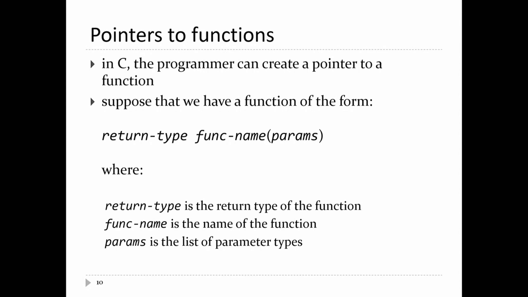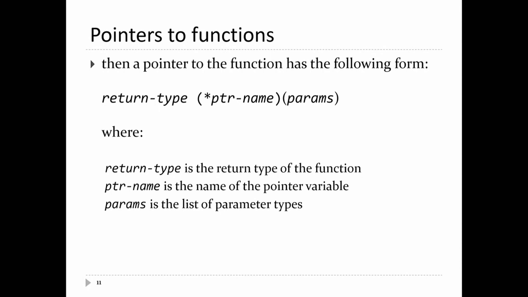So the solution in C is to create what's called a pointer to a function. Every function has a type in C. In general, a function has a return type, a name, and then a comma-separated list of parameters. So: return type, name, parameters.